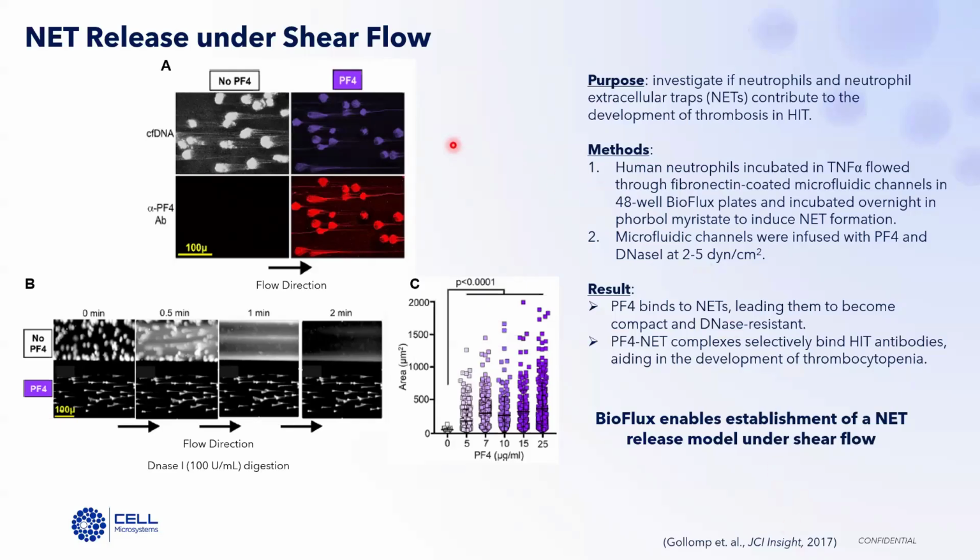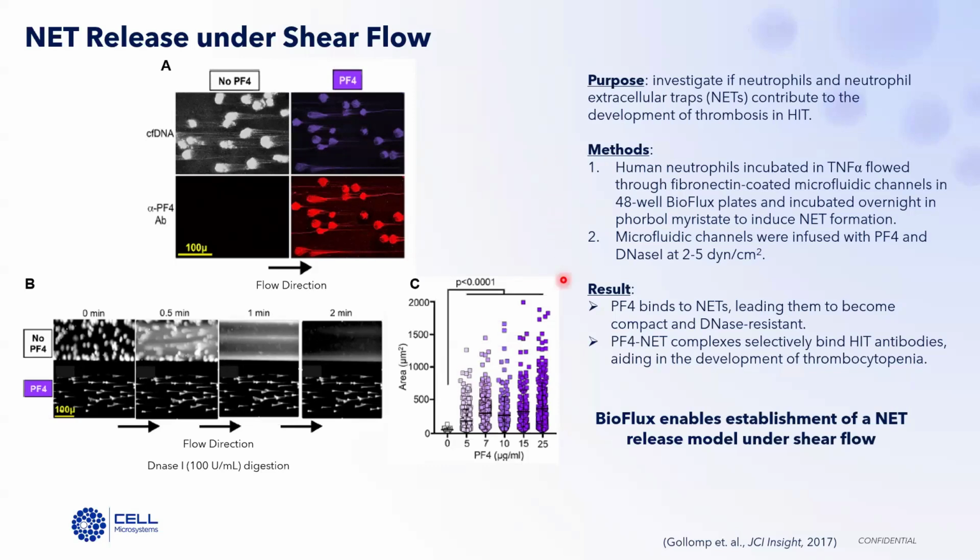Panel A shows that NETs became more compact when PF4 was present. In the absence of PF4, NETs look more diffuse, but when PF4 is present, NETs became more compact and their tails became more prevalent. This change in structure of NET PF4 complexes led researchers to hypothesize that NETs would become more resistant to DNase digestion.